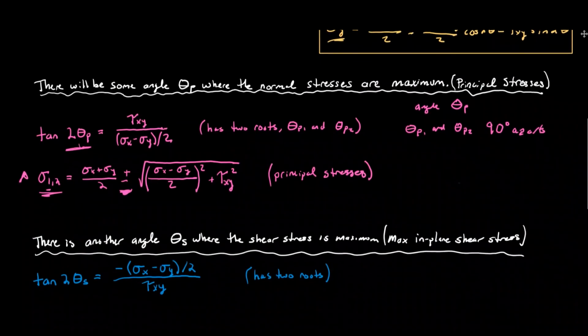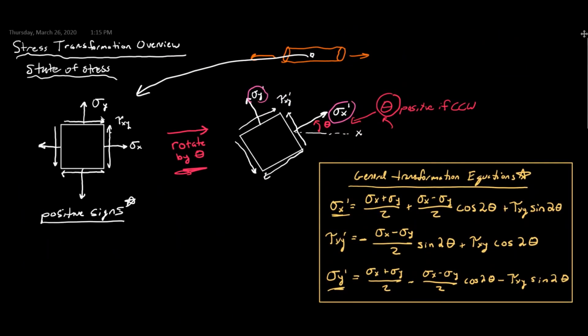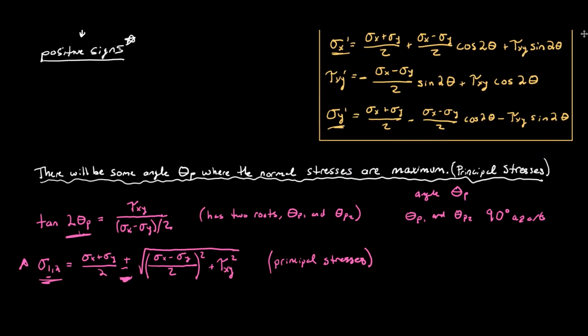Thinking about going back up here, there's also going to be some angle where our shear stress is at its maximum. One more thing to note about the principal stresses is that when we have principal stresses, the shear stress is going to be 0. There's not going to be any shear stress acting at the angle where we have principal stresses. That's an important thing to note. So there's no shear stress there.